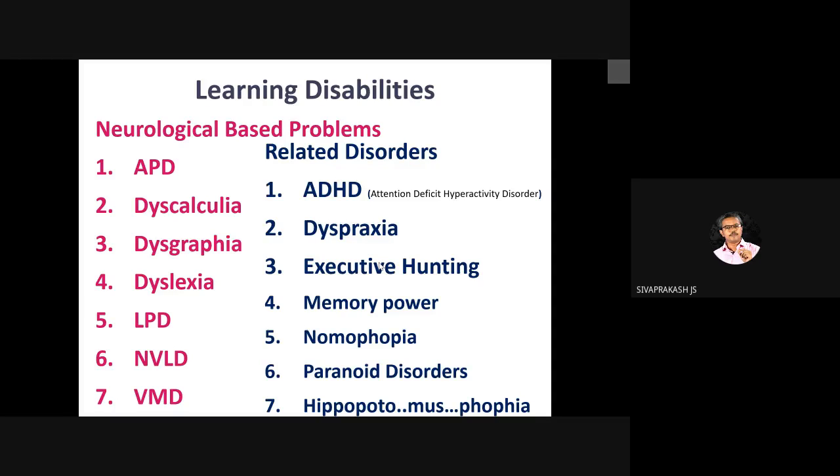Now take down. The first one is APD. APD means auditory processing disorder. Auditory processing disorder, which is also stated as CAPD. CAPD means central auditory processing disorder. They have been disadvantaged by oral functions. They can't hear properly, what they hear echoes. So that's called auditory processing disorder.